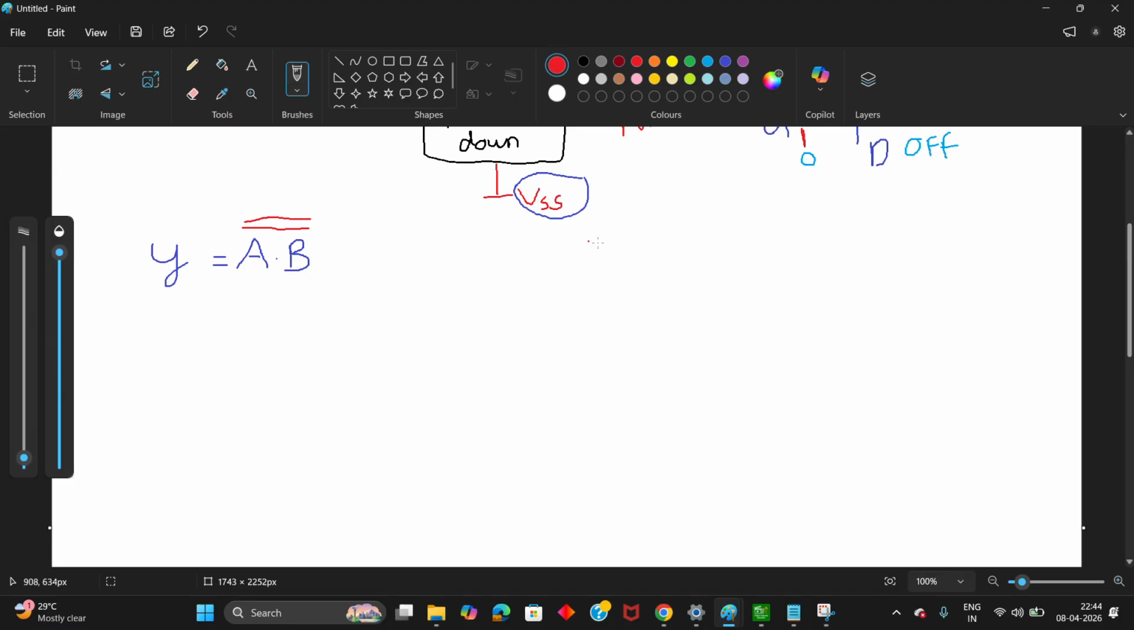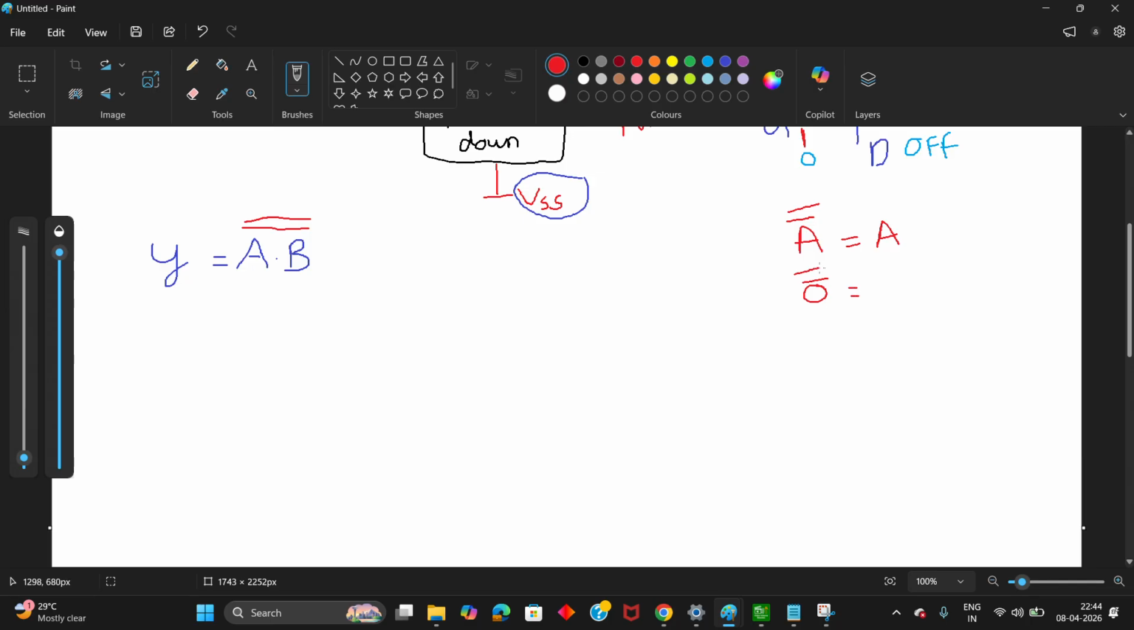Why are we going to give two whole complements? From digital logic design we know that A bar whole bar will be equal to A, right? For the first case, if A is 0, then 0 bar will be 1. Later 1 bar will be 0, right? We got the A, right? If A is 0, then 0 bar will be 1.